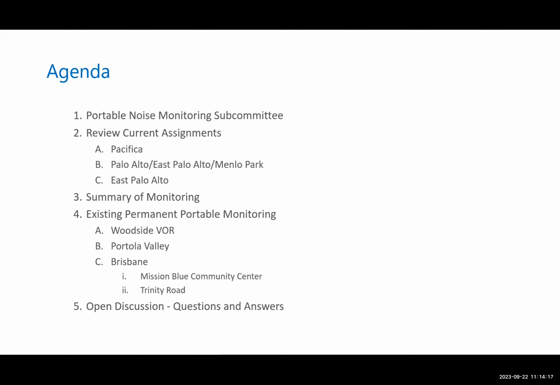Again, reviewing the current assignments from the Noise Monitoring Subcommittee, which are Pacifica, Palo Alto, East Palo Alto, and the Palo Alto, East Palo Alto, Menlo Park monitor. I asked all three of the cities if they were interested in deciding who wanted to host it. Palo Alto volunteered, since they had a site very close to the border of all three. Then East Palo Alto came out ahead, and I was able to get hold of one of the city staff members and find a site there. That was the benefit of that one.